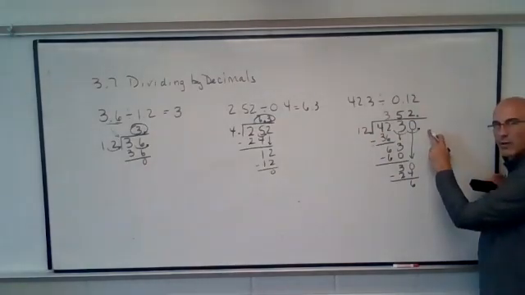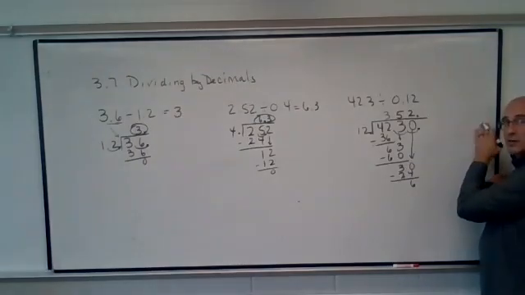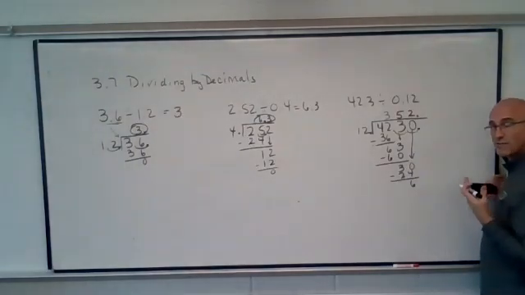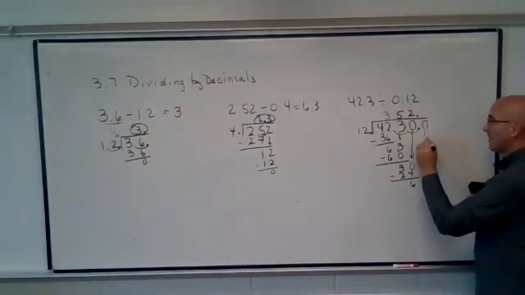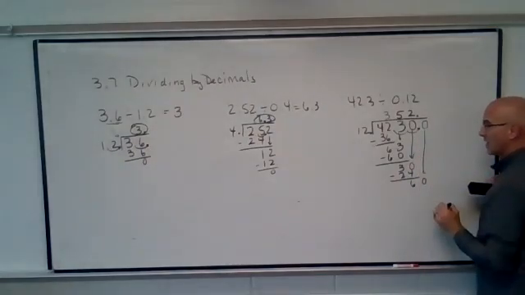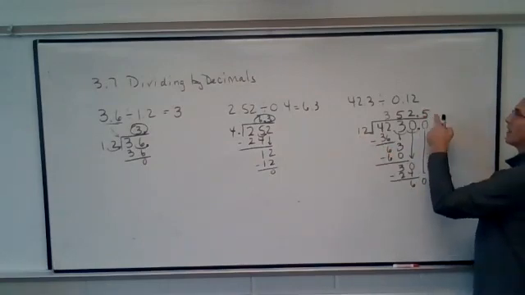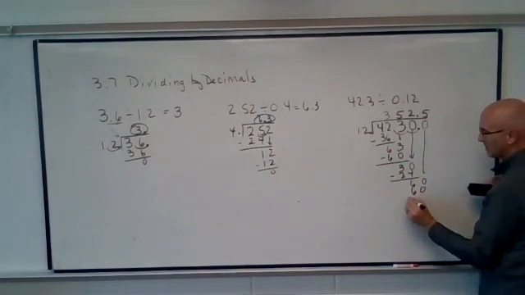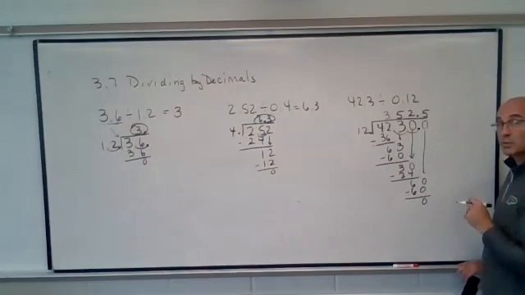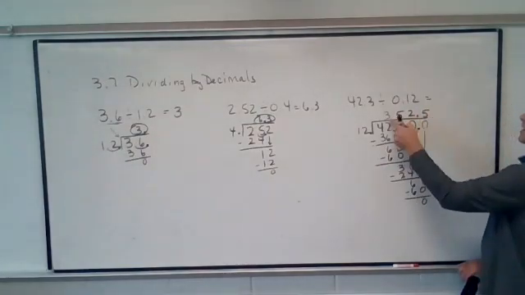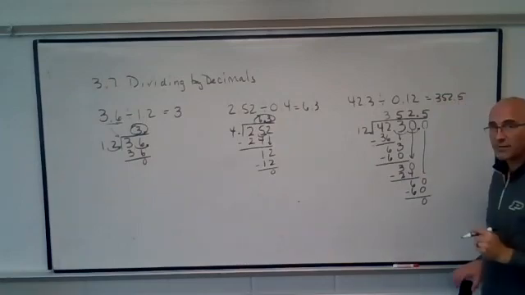Oh, now look what happened. We ran out. But remember, after the decimal, we can add as many zeros as we want, and it doesn't change the value of this number. So we can add another 0 here that we can bring down. So now we have 60. 12 goes into 60 5 times. 5 times 12 is 60. When we subtract, we get 0. So we got 0 and we're out of numbers here. So therefore, our answer is 352.5.